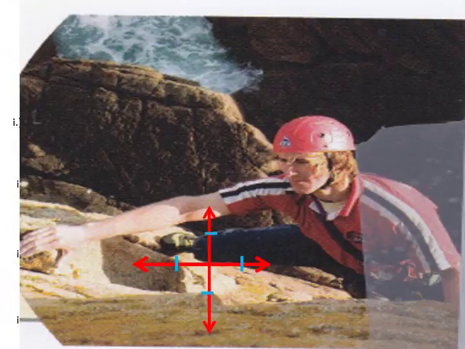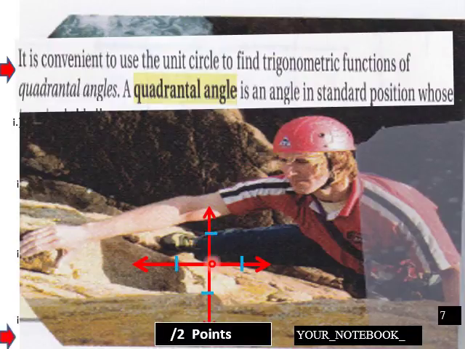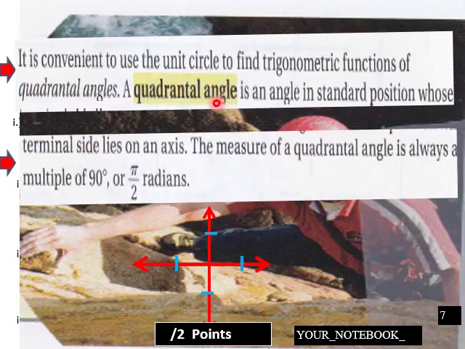Okay, here we have our axes. It is convenient to use the unit circle to find trig functions of quadrantal angles. A quadrantal angle is an angle in standard position whose terminal side lies on an axis. The measure of a quadrantal angle is always a multiple of 90 degrees, or pi over 2 radians. So here is pi over 2, here is pi, this is 3/2 pi, and this would be 2 pi there.